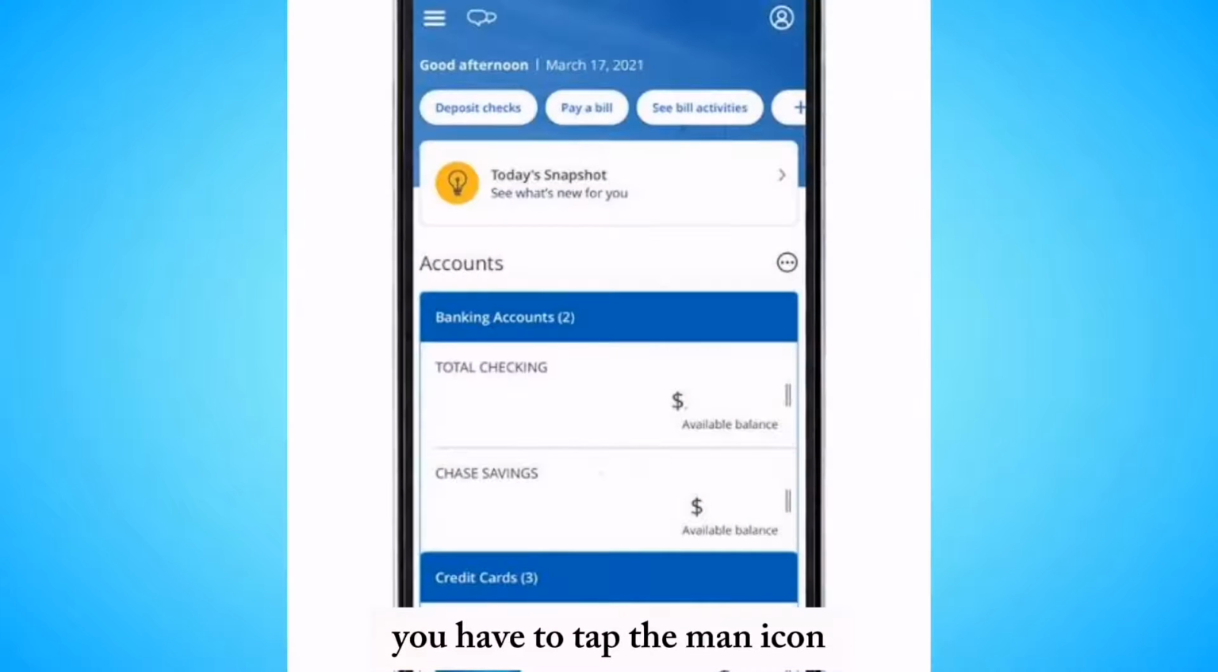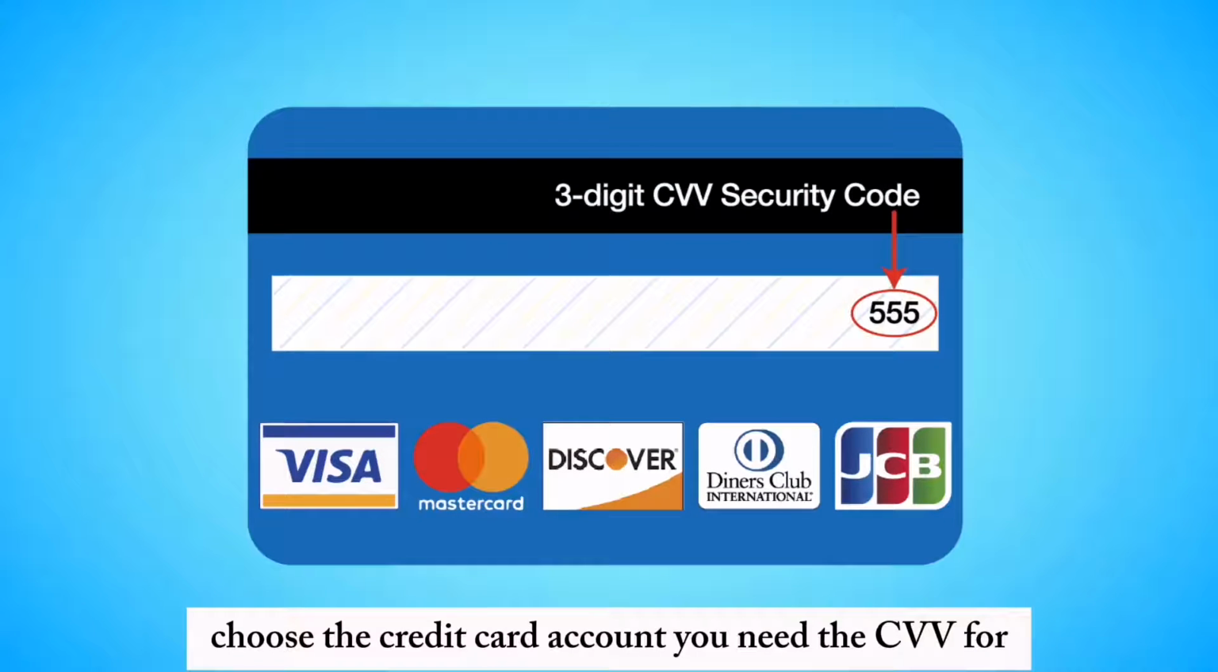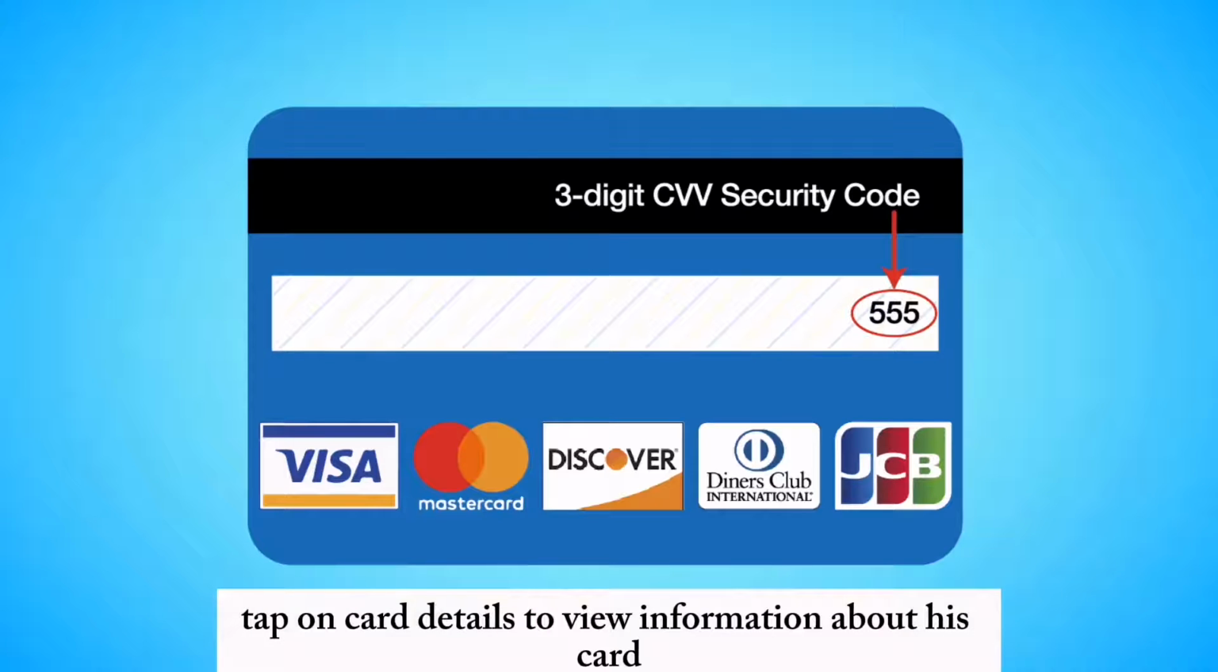You have to tap the menu icon located at the top left corner. Select accounts from the displayed menu options available on screen. Choose the credit card account you need the CVV for. Tap on card details to view information about your card.